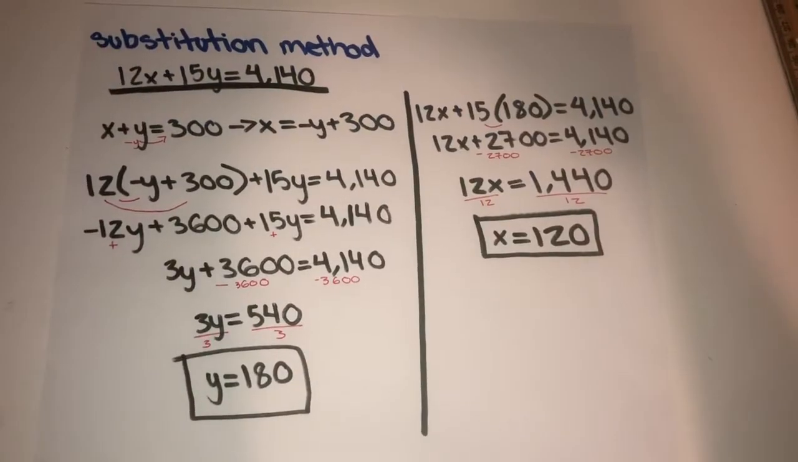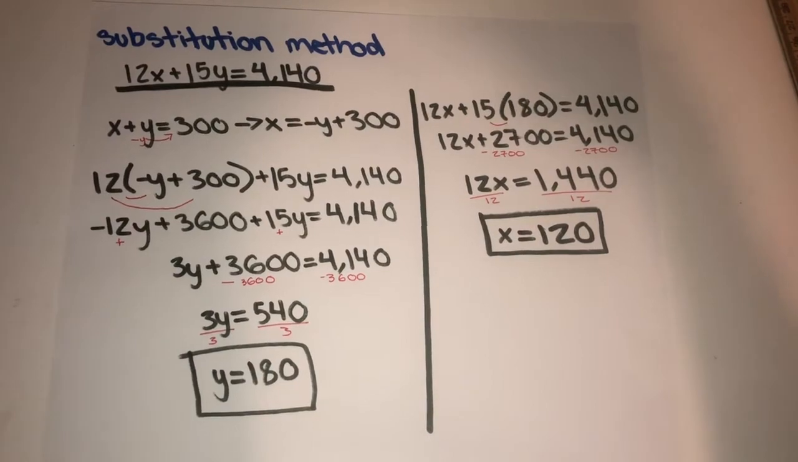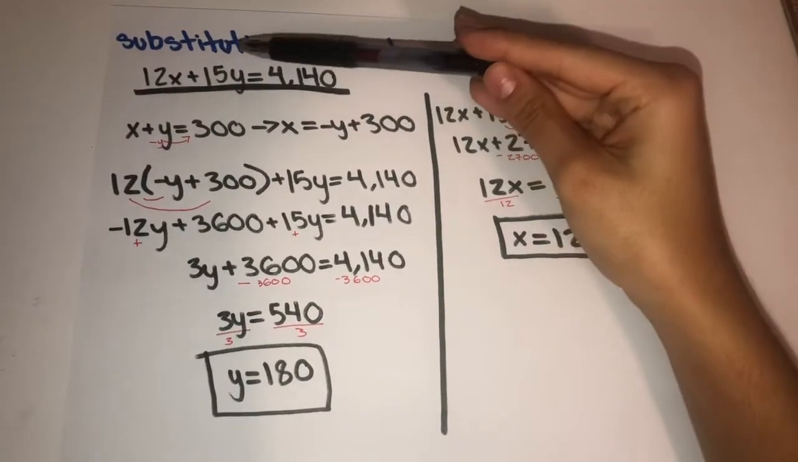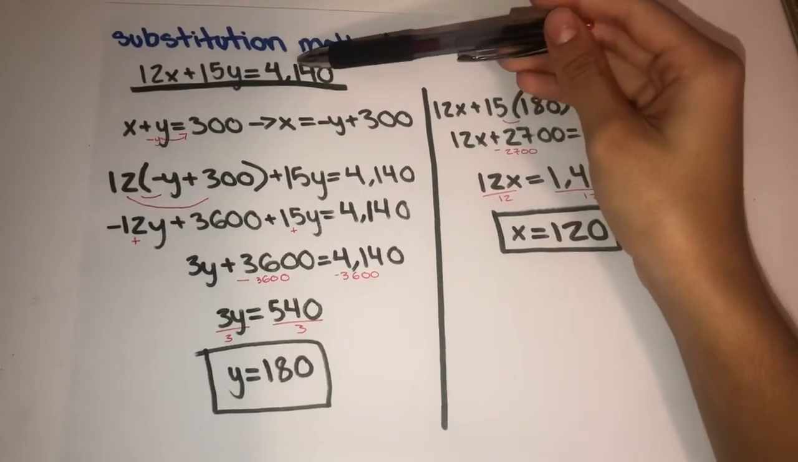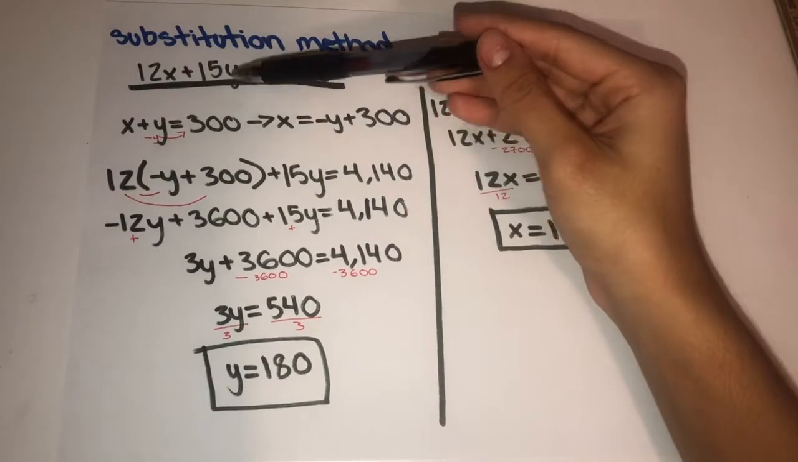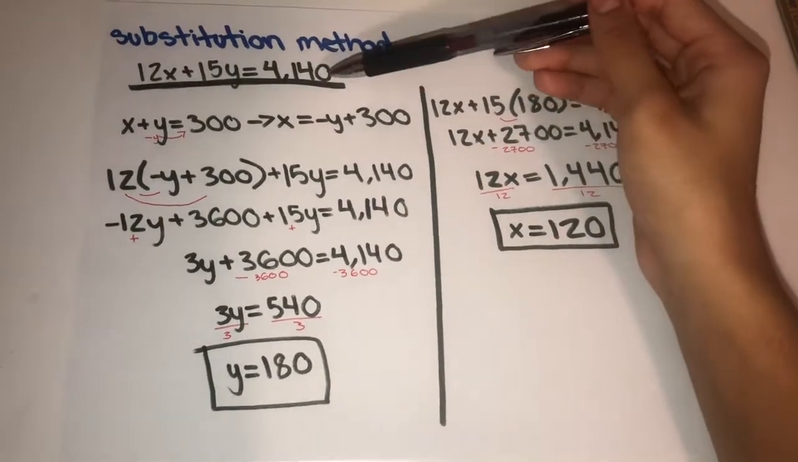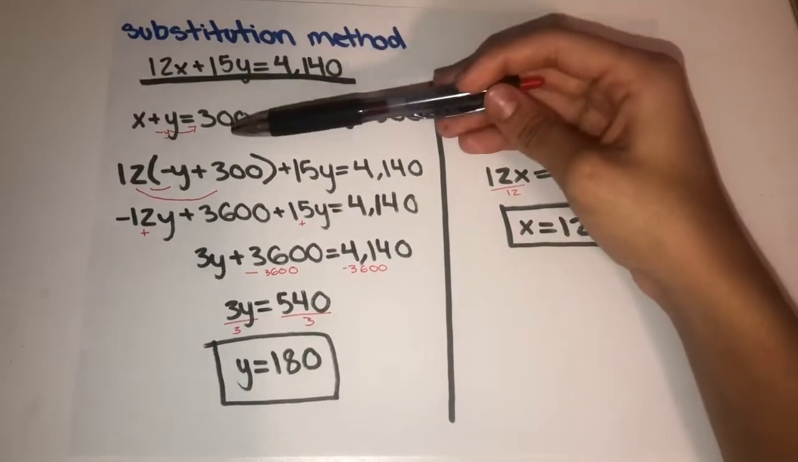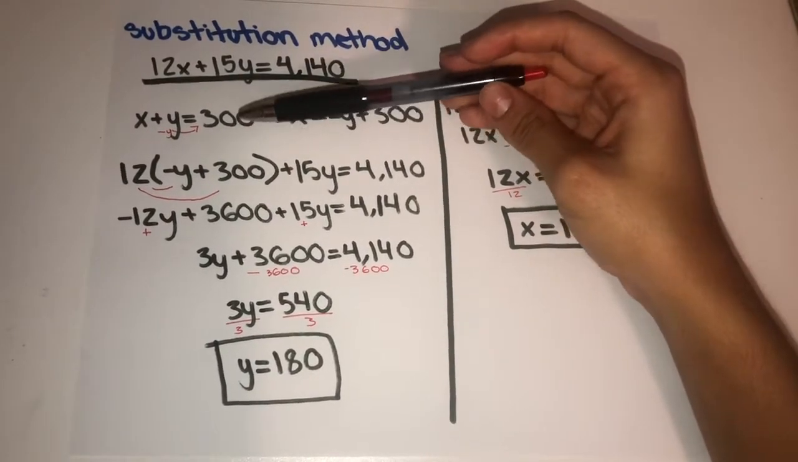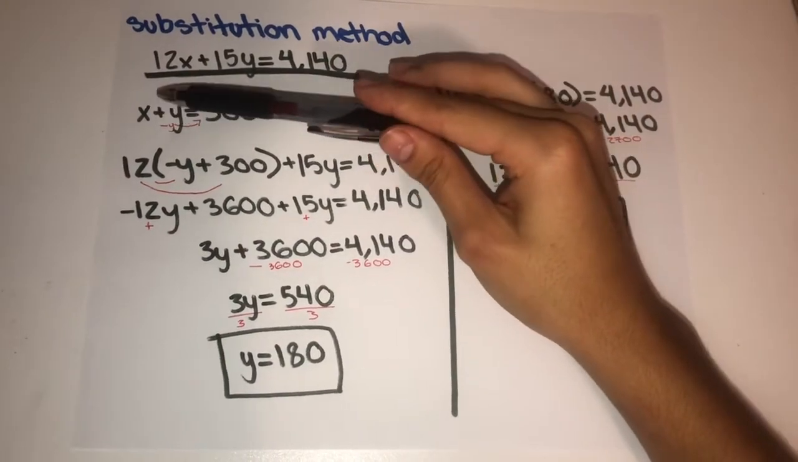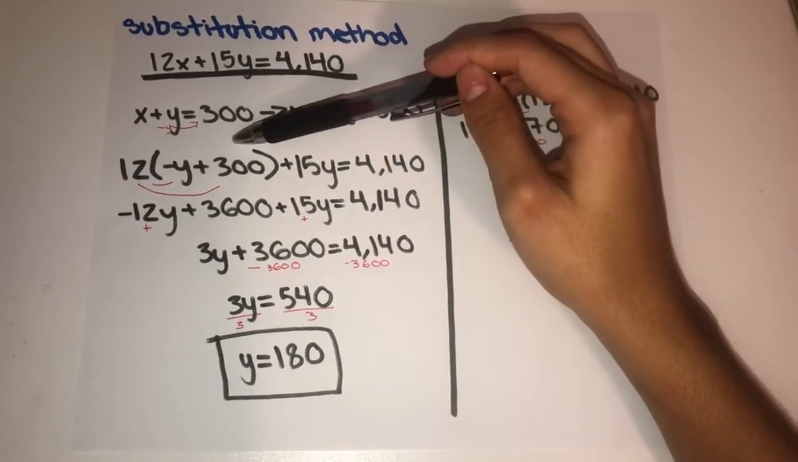First way to solve this is using the substitution method. So the equation we're going to use is 12x plus 15y equals $4,140, because these are the two types of tickets in order to get the grand total of the cost. And we want to know how much of each we buy. We know that there are 300 tickets sold in total, so we're going to use the equation x plus y equals 300.